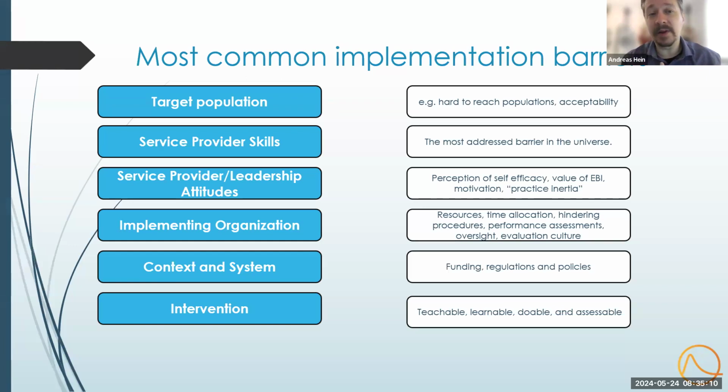And target population, mostly the key issue here is acceptability. Sometimes an evidence-based intervention may not be acceptable because in practice it doesn't work very well with people in terms of the times they need to attend, where they need to go, what they need to do, etc. For example, a difference between functional family therapy and multisystemic therapy.